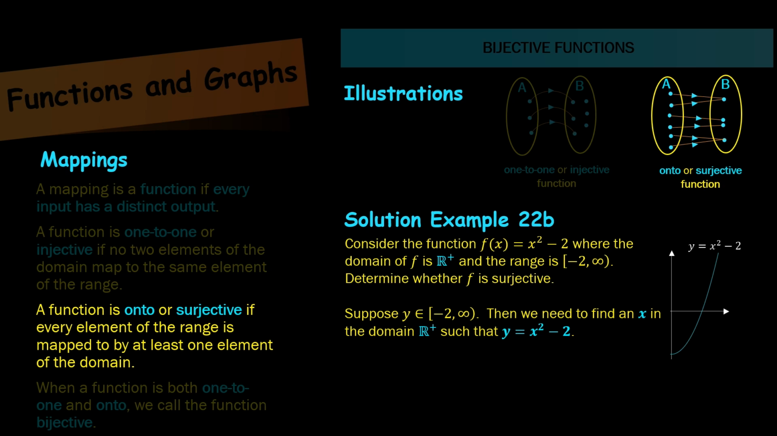This is true if and only if, and we've rearranged this equation, we have that x squared equals y plus 2, or equivalently, x equals root of y plus 2. The question is, does this root really exist?